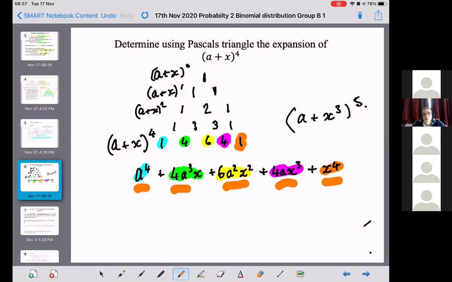Shouldn't we have had a to the 5 and 5a cubed x, 6a squared x squared, 6 and then 10ax? Sorry, Christian, why would you have a to the 5? Because we're doing a plus x cubed to the 5. No. I'm not sure where this comes from. I thought you just wanted an example.